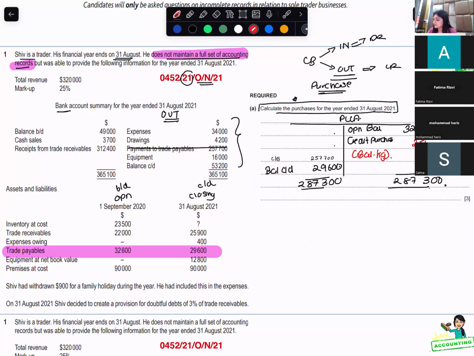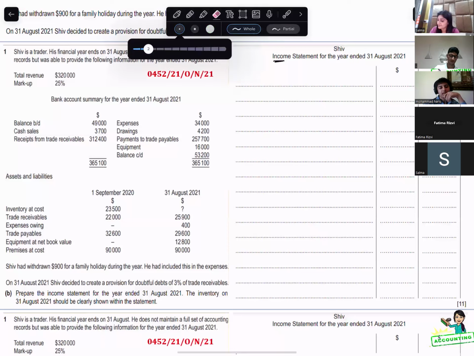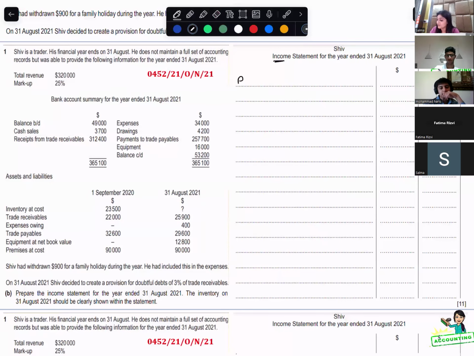254,700. So this is your purchases. If you all are with me, let's talk about the income statement. Tell me, the income statement starts with what? Revenue. Lovely. Below revenue, what do you have? Cost of sales. Cost of sales is made up of what? Opening inventory plus purchases minus closing inventory.